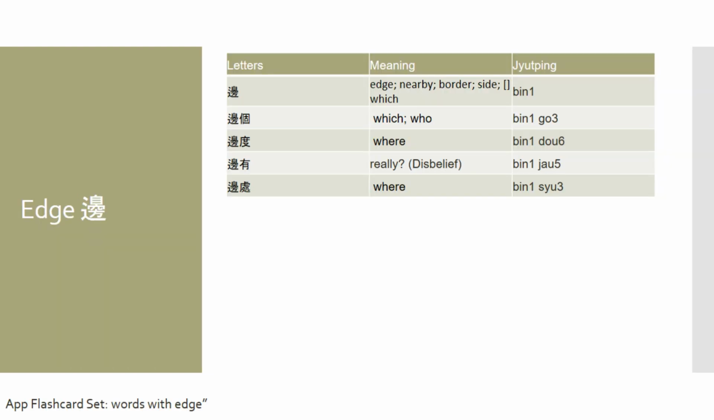The first Chinese character that I want to talk about is the character edge, which in Cantonese is bin. If you want to say which or who in Cantonese, then you could say bin go. If you want to say where in Cantonese, then you can say bin dou.